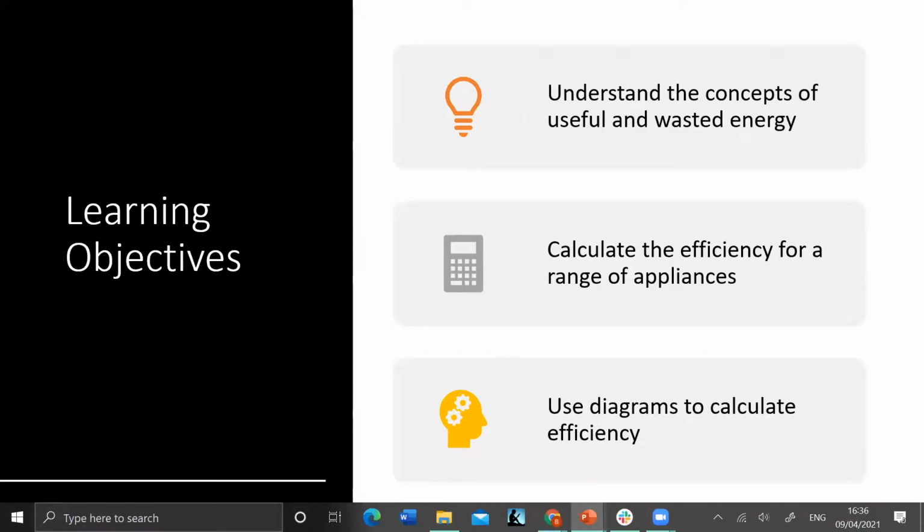So understand the concept of useful and wasted energy. It's one of our learning objectives. Number 2, calculate the efficiency for a range of appliances. Number 3, use diagrams to calculate efficiency. So I'm going to put those two together in this.